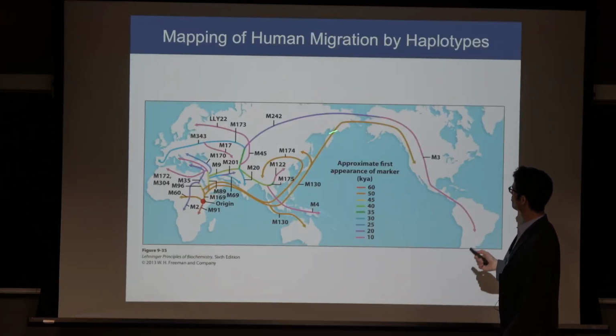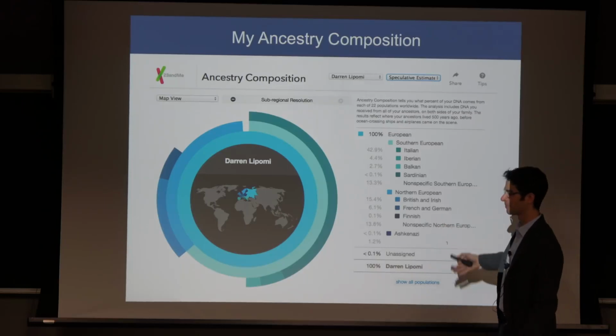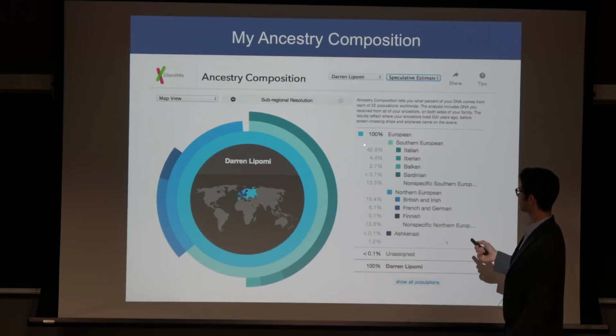And then you can get the map of human migration from what is believed to be the origin of anatomically modern humans in modern day Tanzania. And then it tells you where the people whose DNA is most similar to yours are from now. And because my father, like I said, is 100% Sicilian, it gives me 43% Italian. Okay, that makes sense. And then the rest is non-specific Southern European, which is partially my mother, who's half French and half Irish. And 100% Darren Lipomi.